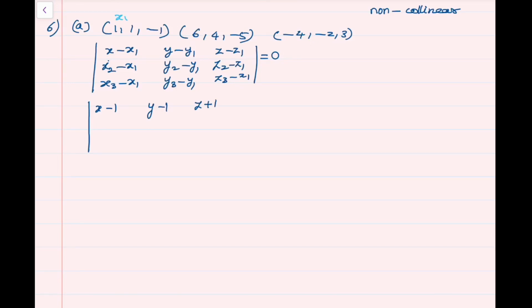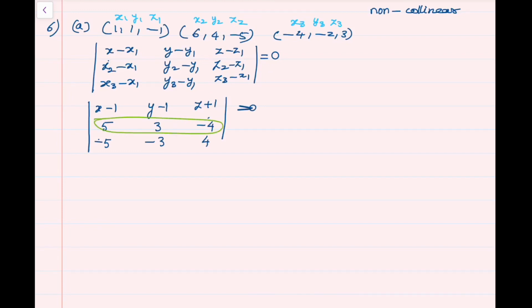We will take the first point as x1, y1, z1 and the second one as x2, y2, z2 and the third one as x3, y3, z3. Therefore, the second row is second point minus first point: 6 minus 1 is 5, 4 minus 1 is 3, minus 5 plus 1 is minus 4. Now, third point minus first point: minus 4 minus 1 is minus 5, minus 2 minus 1 is minus 3, and 3 plus 1 is 4, equal to 0.